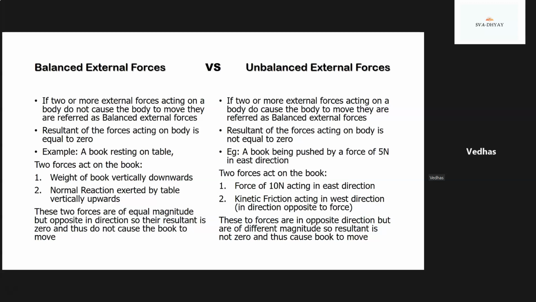Now let's take a look at example of unbalanced external forces. A book being pushed by a force of 10 Newton in east direction. Two forces act on the book. First, force of 10 Newton acting in east direction. Second, kinetic friction acting in west direction, in the direction opposite to force. These two forces are in opposite direction but are of different magnitude. So resultant is not zero and thus they cause the book to move.